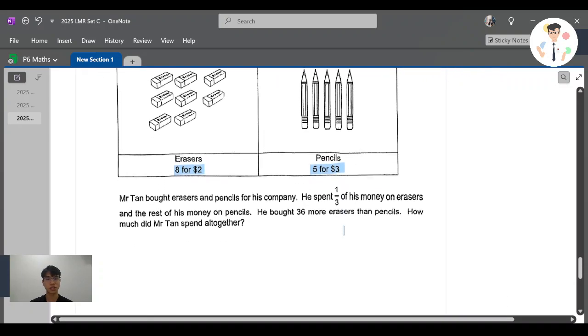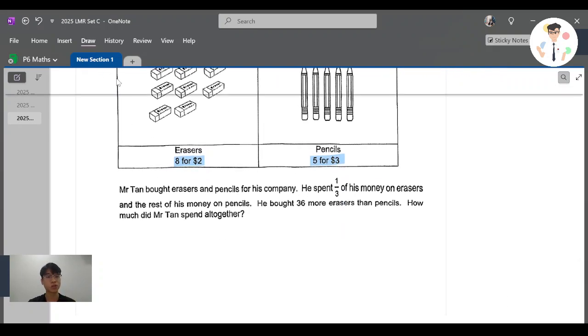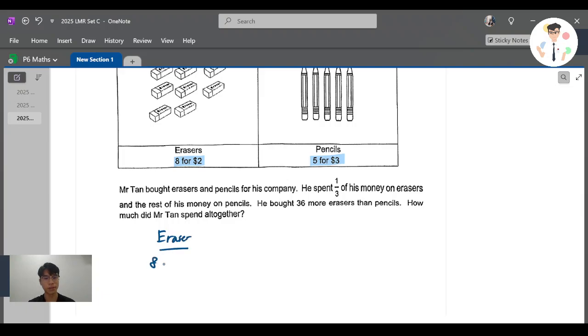And perhaps the first thing that you guys would try to do is to write down: eraser 8 for $2, pencil 5 for $3. Now, before we read the next part of the question, we know that questions will either make 8 and 5 the same, they bought the same number of eraser and pencil, or they spend the same amount on eraser and pencil, something like this, right?